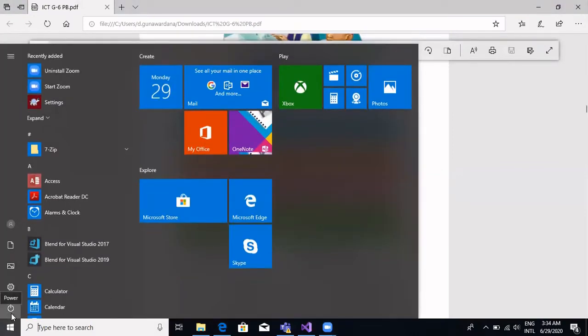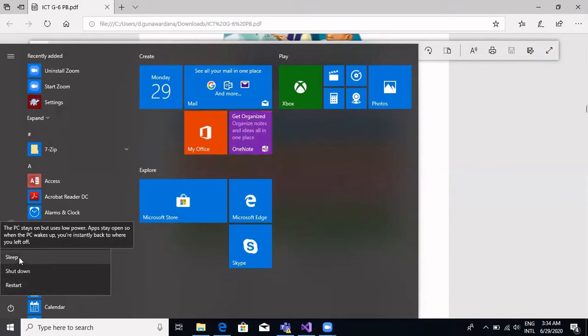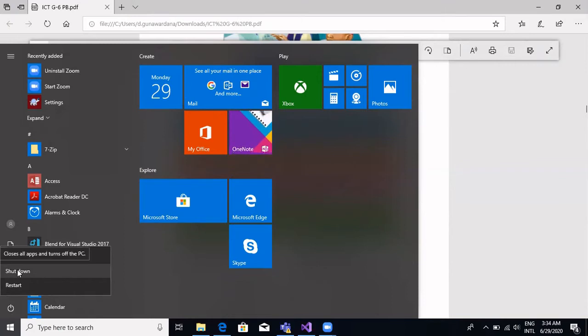So if you select this power button, there are three options to go. Sleep means when you click this, the PC is running on very low power, but still all the apps are open. So when you open the PC again, quickly you can start working. So the user doesn't have to wait until it boots up. Next thing is shutdown. You close all the apps and turn off your PC. Finally, it's restart. Close all your apps and then you turn off your computer. But again, it will turn on automatically. So you don't have to do it.